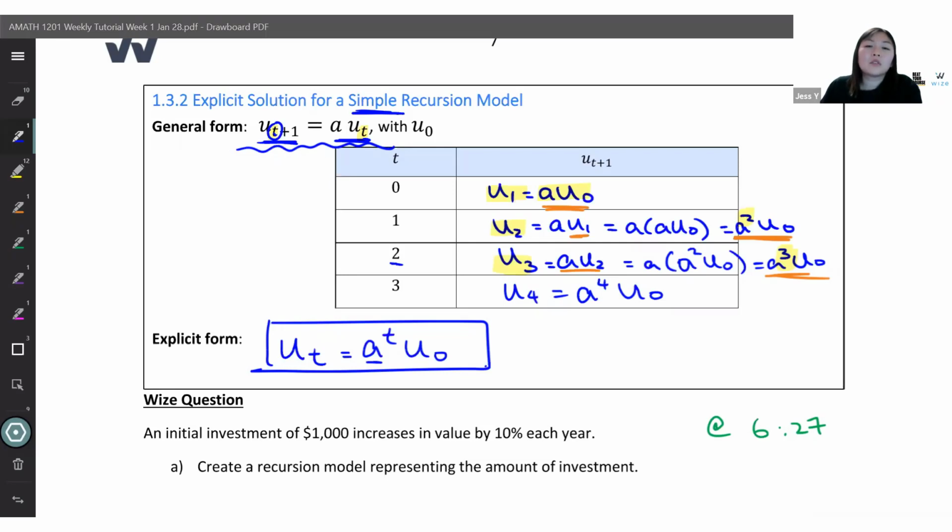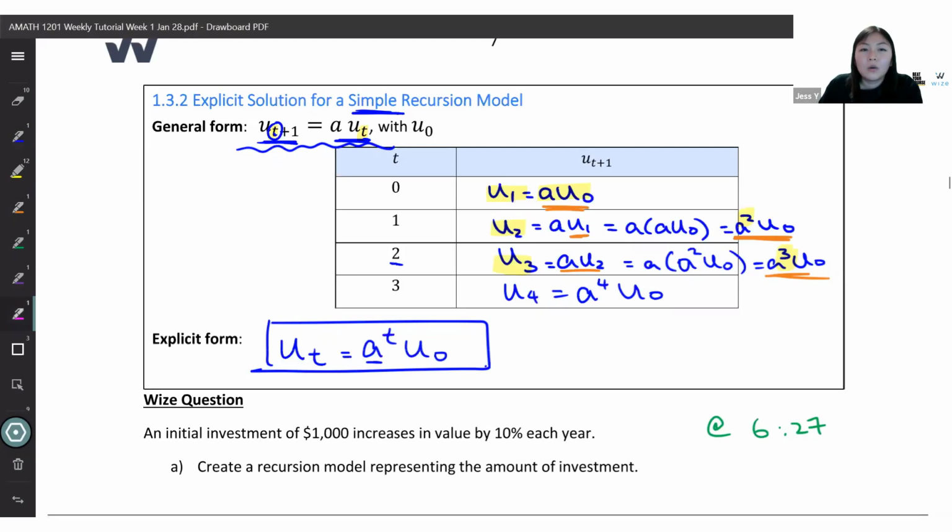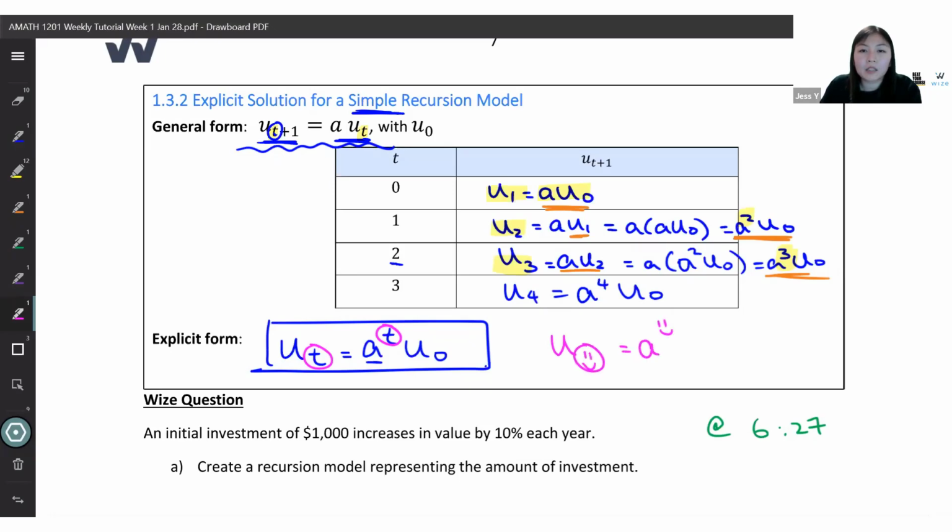Now, I just want to make something really clear because it's going to really help later when we do the complex case. u sub t equals a to the power of t u sub 0. This t is just a variable. It's just a letter. So essentially, u sub smiley face equals a to the power of smiley face u sub 0. I can put whatever in there. I can put u sub t plus 1 equals a to the t plus 1 u sub 0. Whatever I put in that smiley face, it just has to be the same. That's the explicit form, okay?